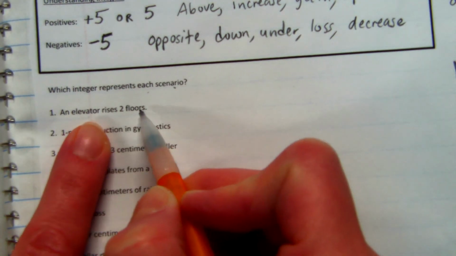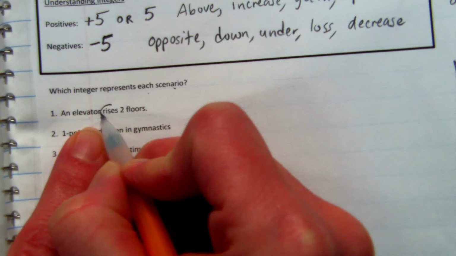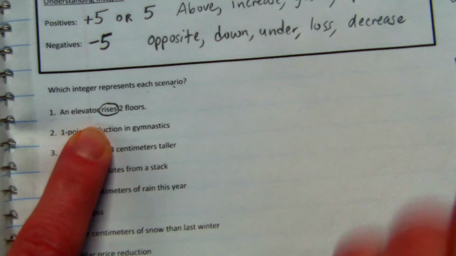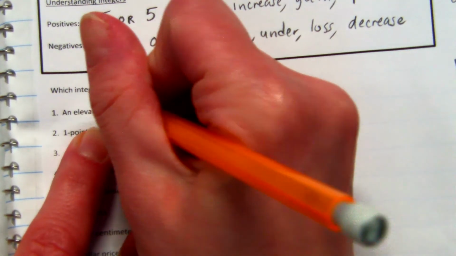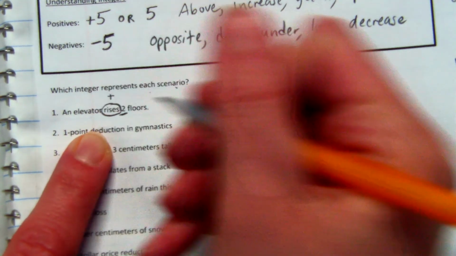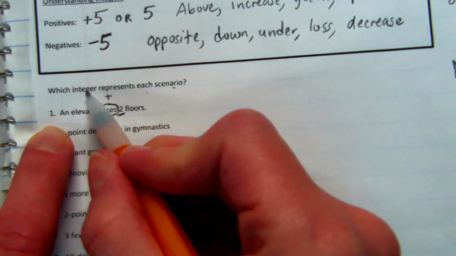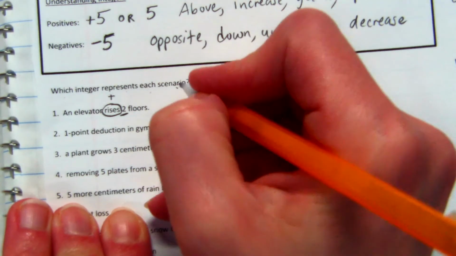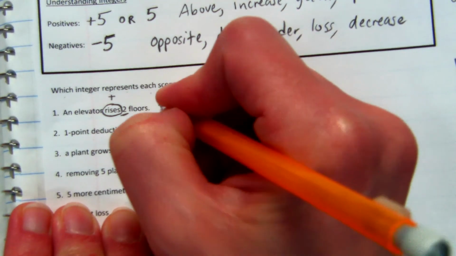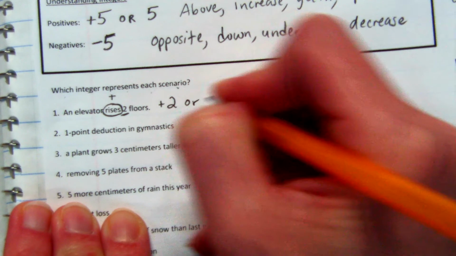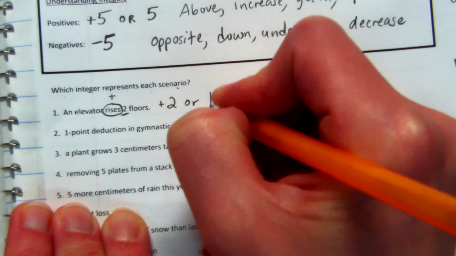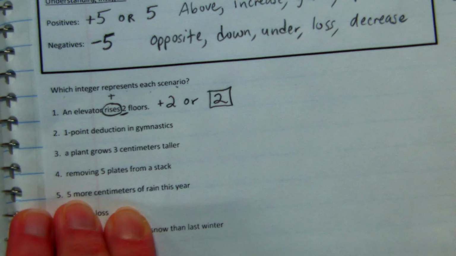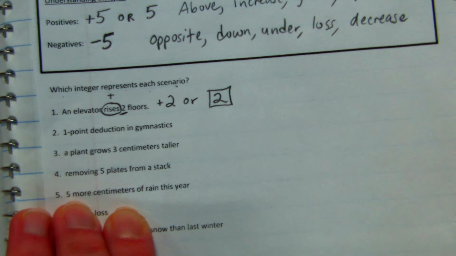So number 1, an elevator rises 2 floors. So first of all, I see the word rises. I'm going to circle that. That's something going up, so that means positive. I'm just going to put a little plus sign to remind me that's positive. And then they also have the number, it's 2. So when it says which integer represents this, I have to actually write a number. So it's just going to be positive 2. You could write +2 if you really wanted to. What I'm looking for, though, is just an ordinary positive 2. Just a 2 with nothing in front.